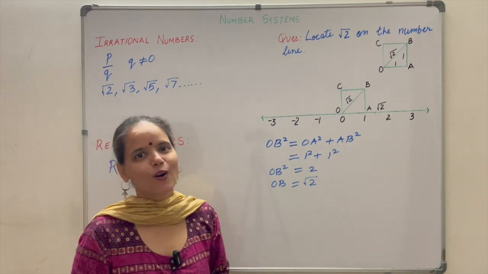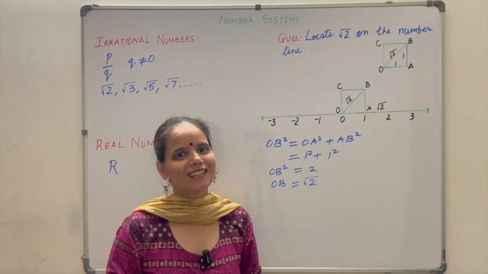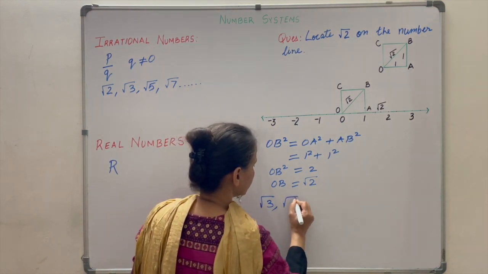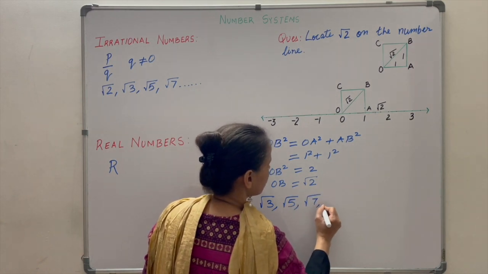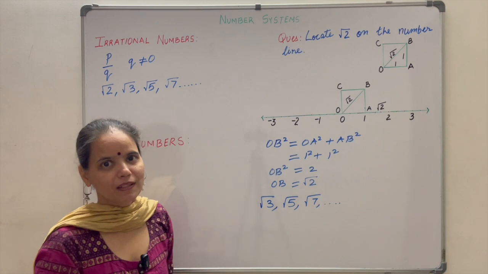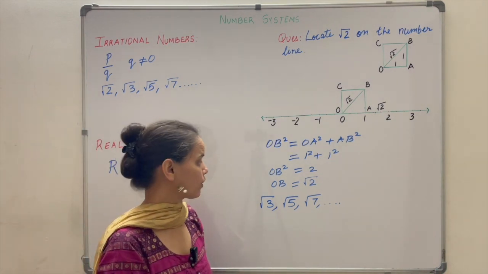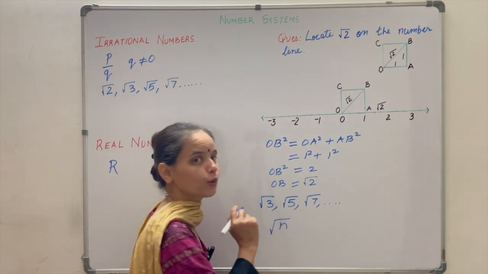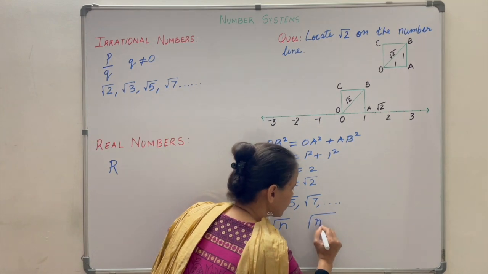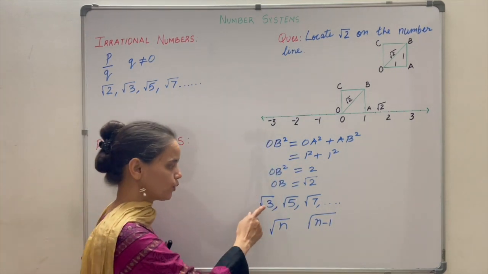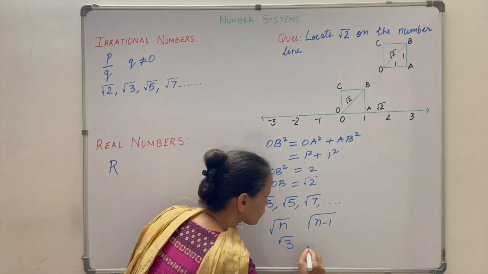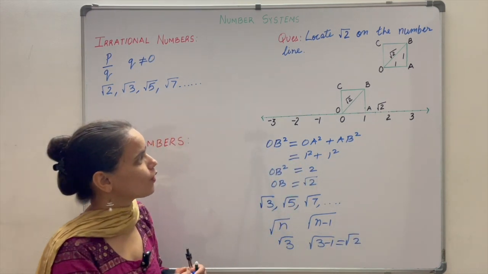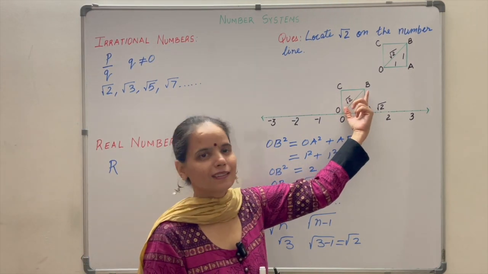So here we have seen how to locate root 2. What about other irrational numbers, for example root 3, root 5, root 7 or any irrational number? To locate an irrational number, say root n, first you have to locate root n minus 1. So if you have to locate root 3, first you have to locate root 3 minus 1, that is root 2. We have already located root 2, so here this is root 2.